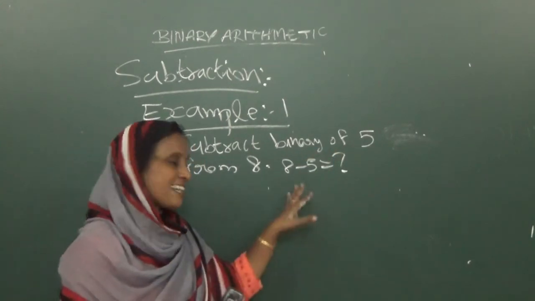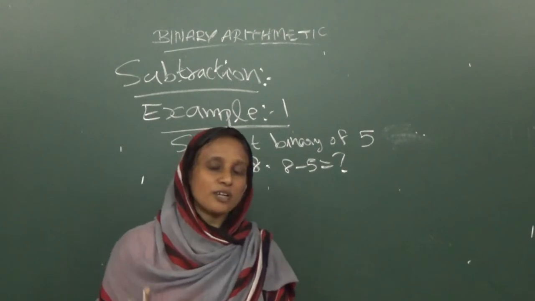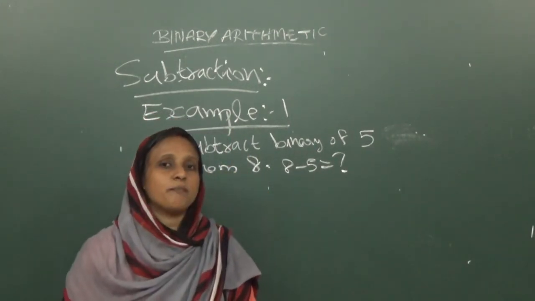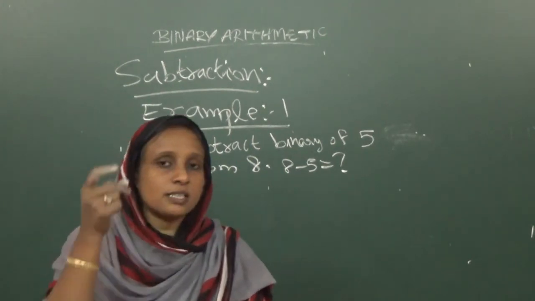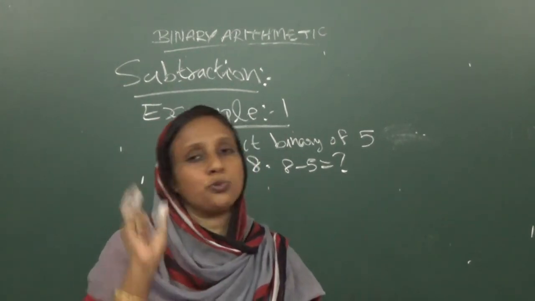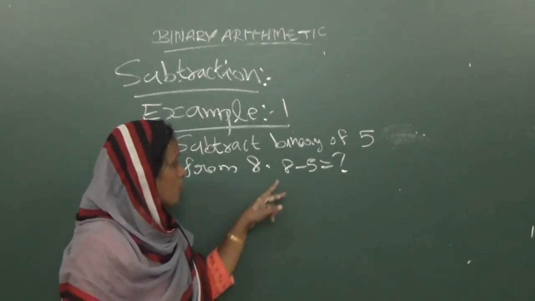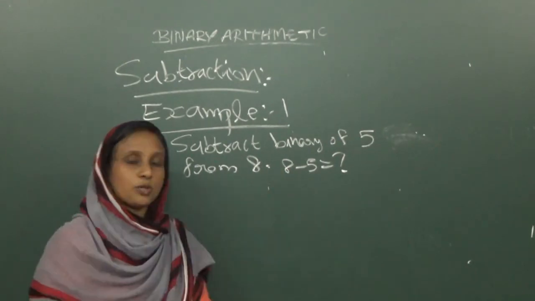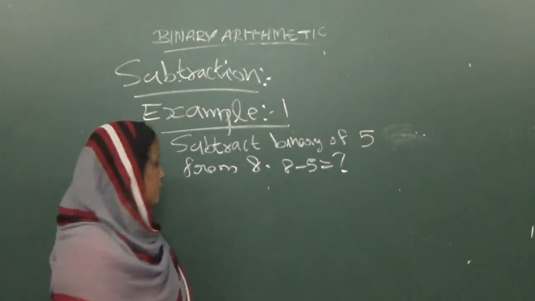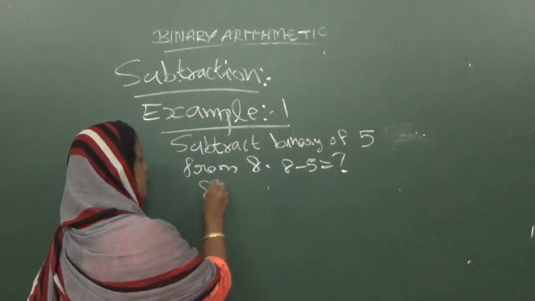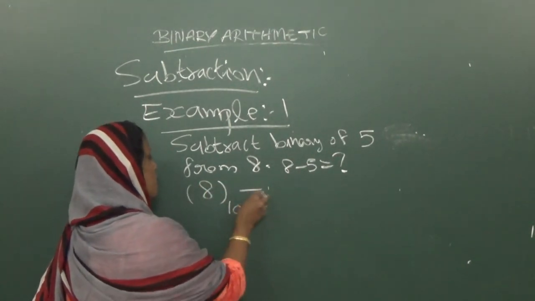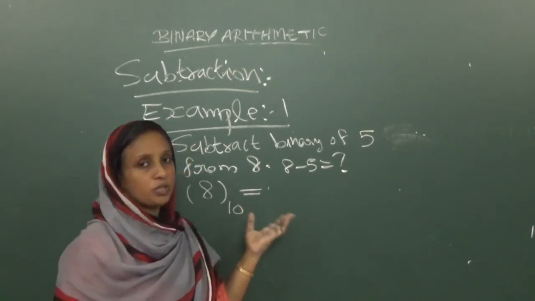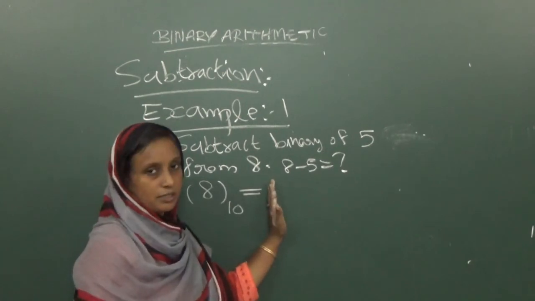We all know the result, right? In decimal system, 8 minus 5 equal to 3. But we have to perform it using our binary numbers, just like microprocessors or microcomputers do. So to perform this, we have to convert these numbers to its equivalent binary first, right? So, equivalent binary of 8 in decimal system. This we already wrote in the last 2 or 3 problems, so we can again write it here.